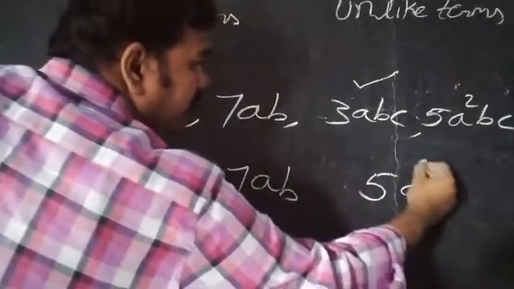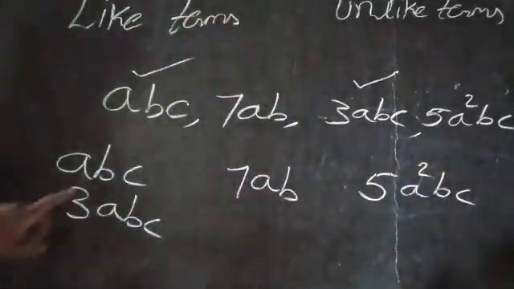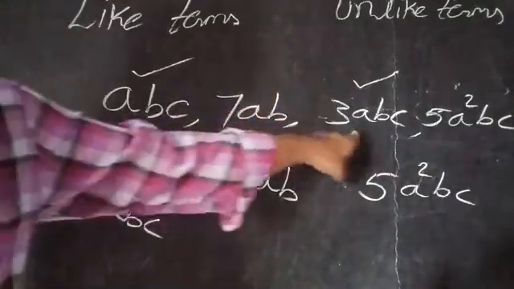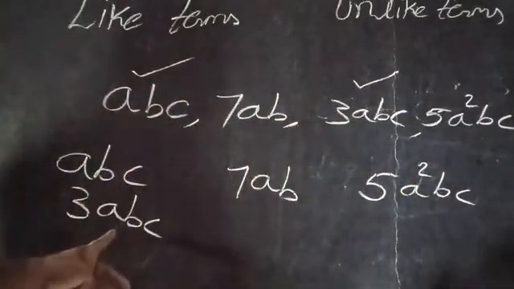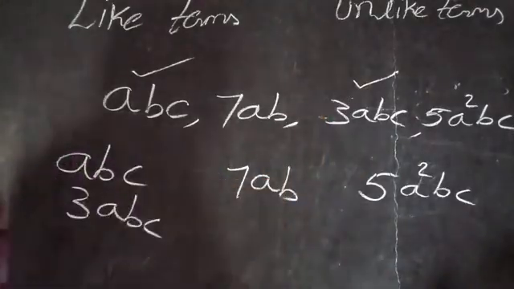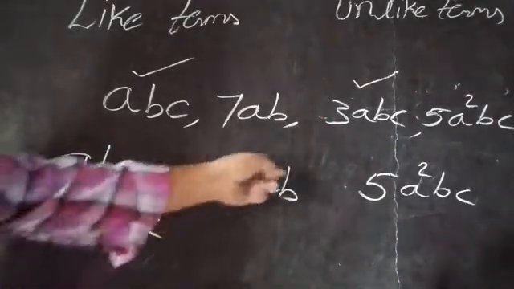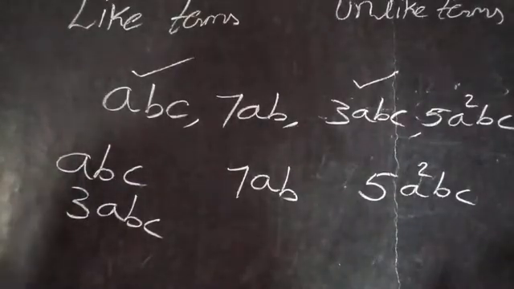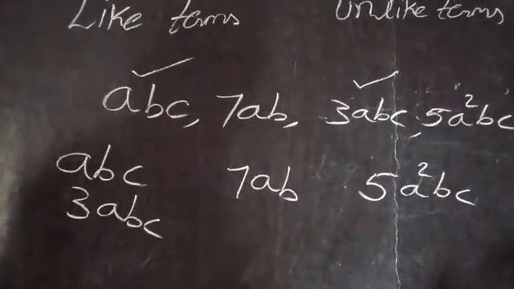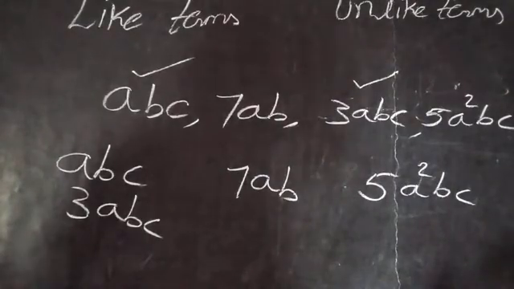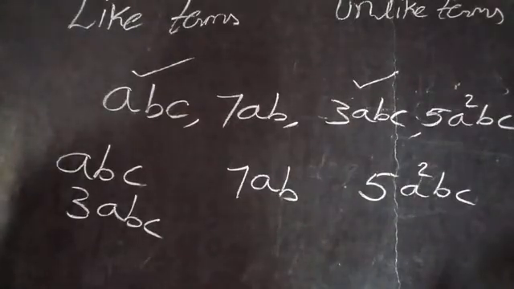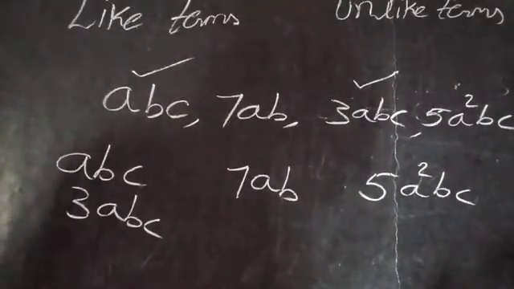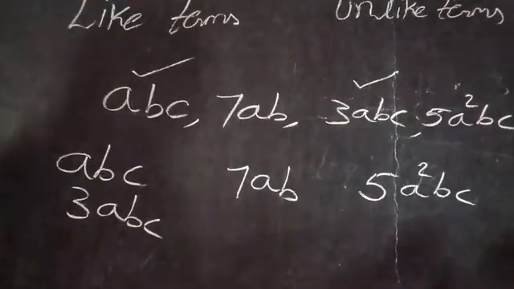7AB, 5A square BC. So we are having total 4 terms. Out of 4, these two are the same terms and these two are different ones. So these two are called like terms, and the remaining two are called unlike terms. This is about like and unlike. What is called like terms and unlike terms? The terms which are having the same alphabets with the same powers are called like terms. Otherwise, we will call them unlike terms.